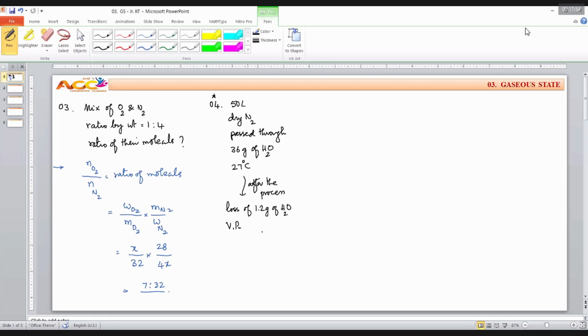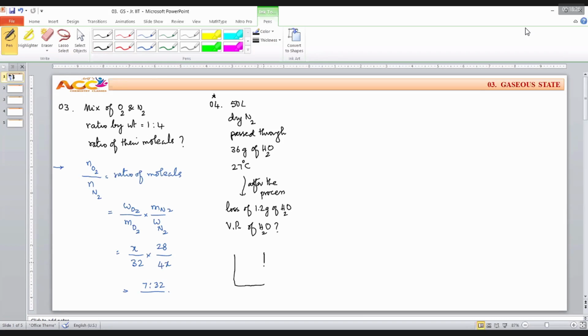Very good question. Come on, I'm repeating the question. 50 liters of dry nitrogen is passed through 36 grams of water at 27 degrees centigrade. After passage of gas, there is a loss of 1.2 grams in water. Calculate vapor pressure of water. Now, this question is to be visualized properly. See how I am trying to explain that. Actually, I'll understand the question like this.